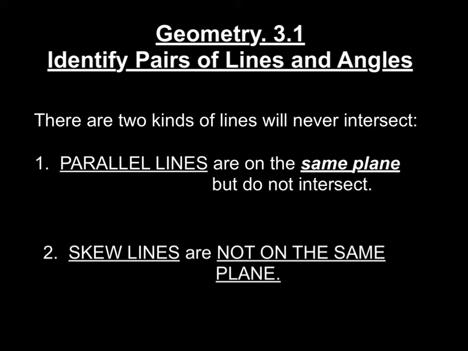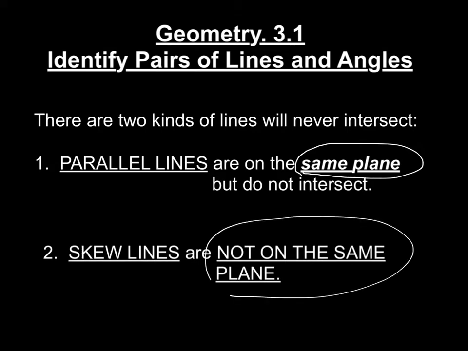Even though both of them will never intersect, parallel lines are on the same plane. That's really important. They're on the same plane, and skew lines are not on the same plane, and that's the difference in them. I would know that in case it was on the quiz tomorrow.